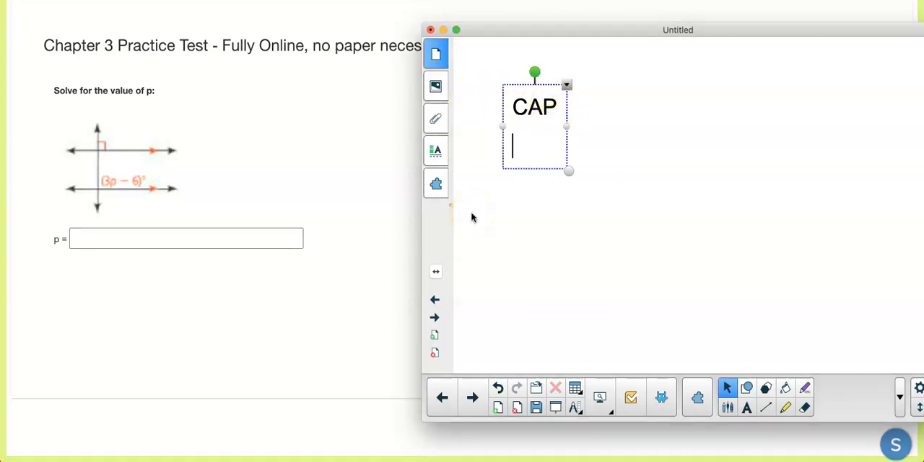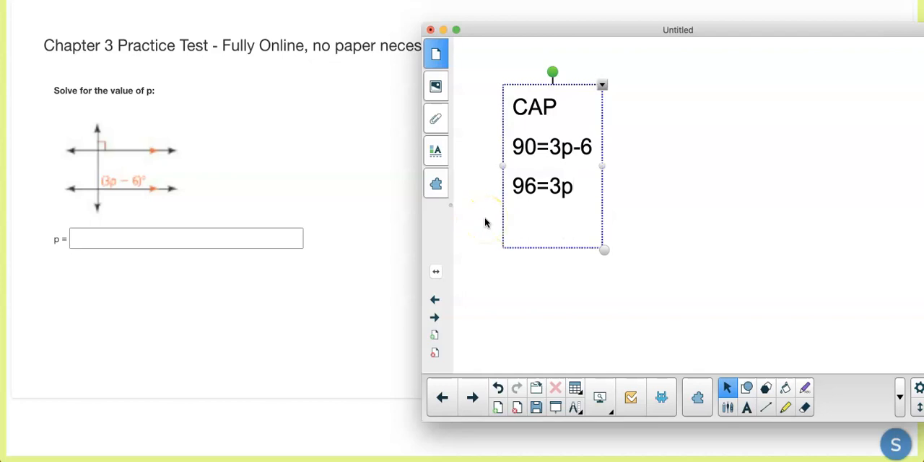Then I'm going to set 90 equal to 3p minus 6. Well, then I'm just adding 6 to both sides. And then I am dividing by 3, so 32 has to equal p this time. So p must be 32.